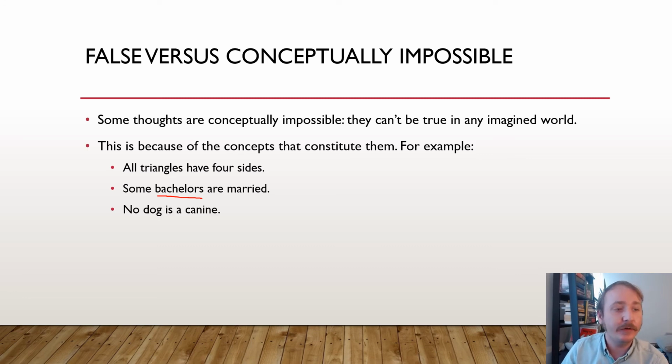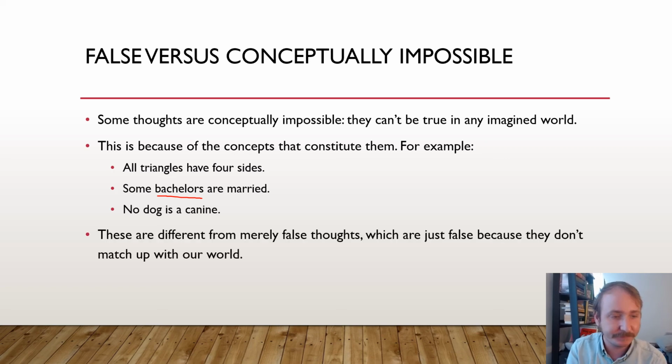Same thing with "no dog is a canine." Well, all dogs are canines, in fact. So saying no dog is a canine is conceptually impossible, right? It doesn't make sense in any possible world. You couldn't write a book where no dog was a canine, right? In some sense, conceptually impossible thoughts are thoughts that you can't even think correctly. You end up contradicting yourself even imagining them.